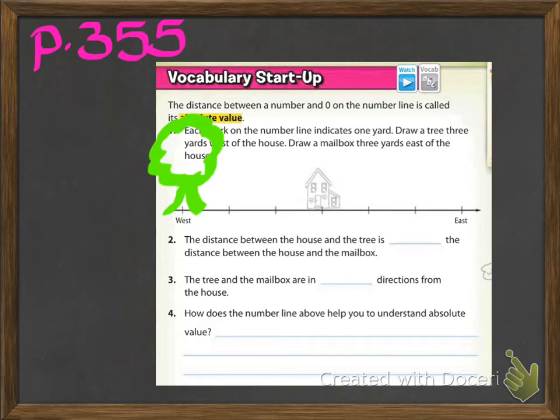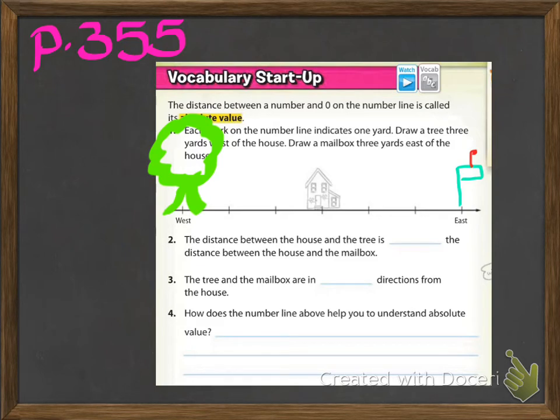Then it says to draw a mailbox 3 yards east of your house. That's a far mailbox. Actually, it's not that far. 3 yards is 3 feet times 3, 9 feet away. So that's really close. So then you're going to draw a mailbox. And I know they have little flags, don't they? So let's draw a little flag on this mailbox. You get the idea. So you have your mailbox here.